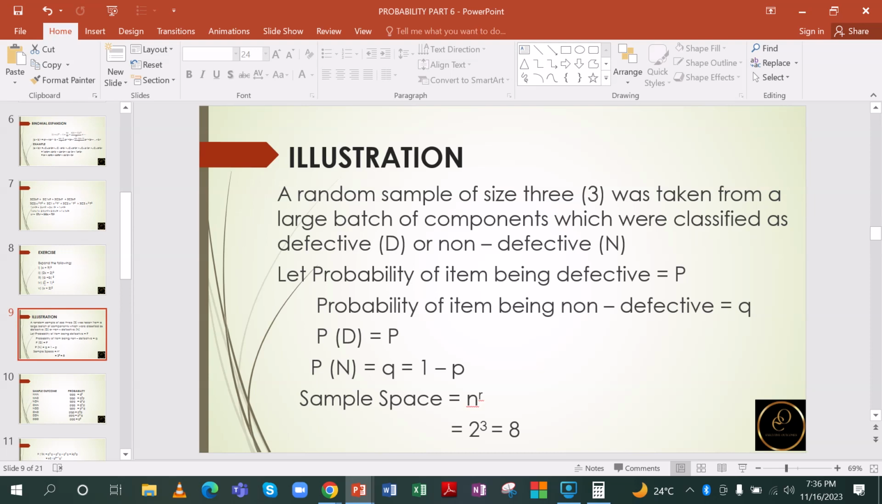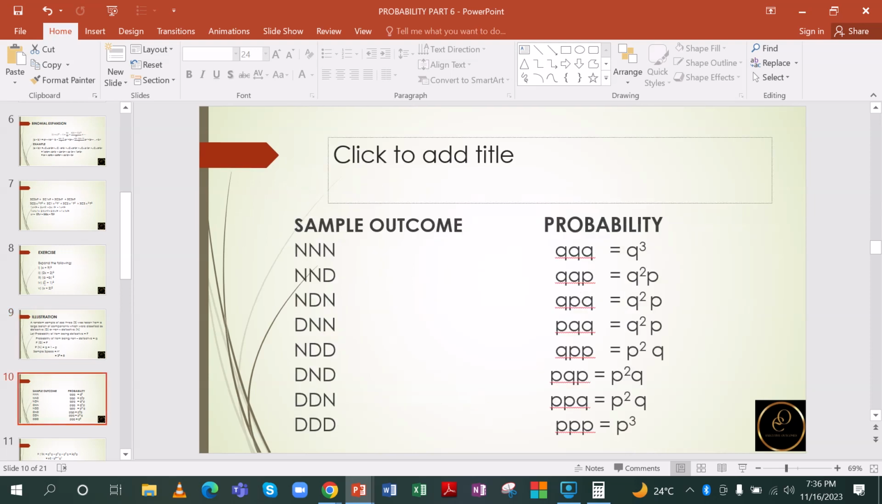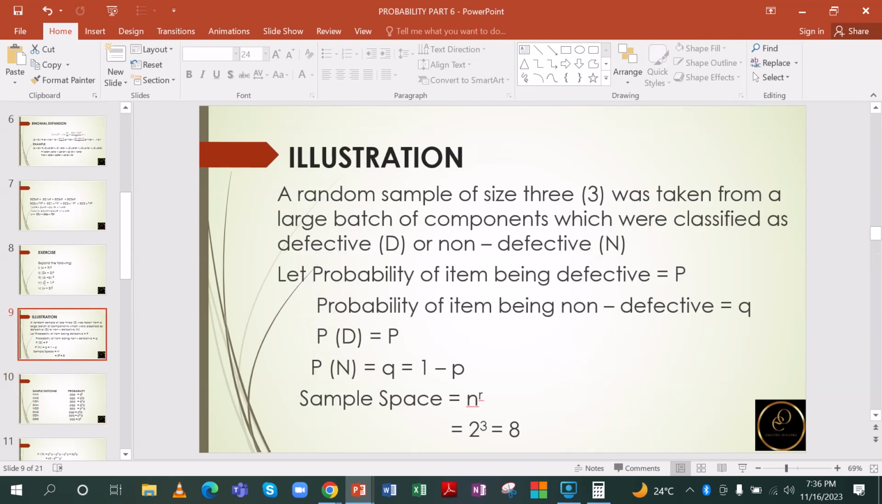So that's what I want to show you here. If you want to determine the sample space, given this arrangement, you can calculate it. So going further, we look at this and it will show you how many possible outcomes. There are 8 as we calculated here. Sample space is 8, because the random size is 3.